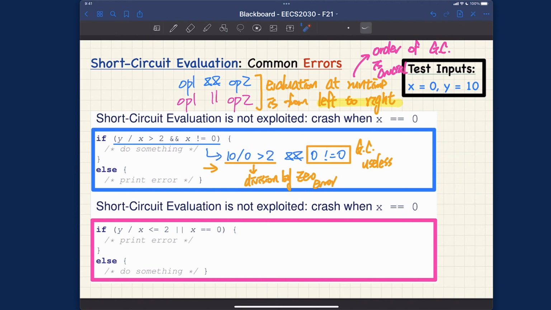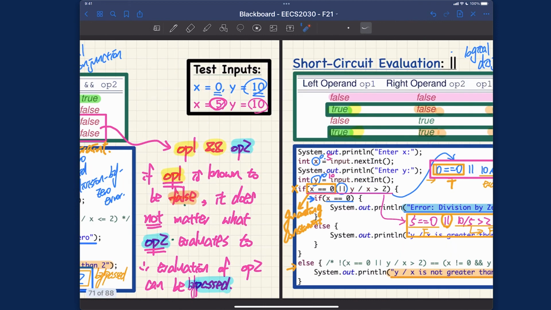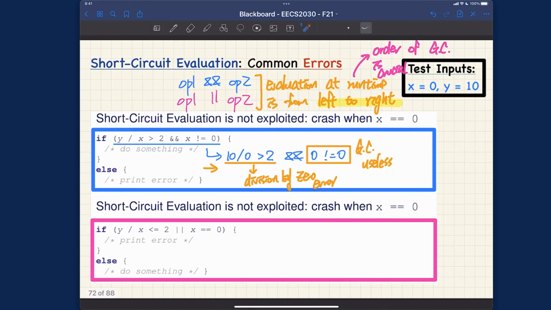So the lesson is that you should always put the guarding constraint before the expression that you want to protect, you want to guard. Like over here, you put the guarding constraint before the expression that you want to protect, for example against a division by 0 error. Similarly, let's take a look at this example. The guarding constraint is over here, and we put it as the second operand. And this is the expression we want to protect against. Let's see what's going to happen here.